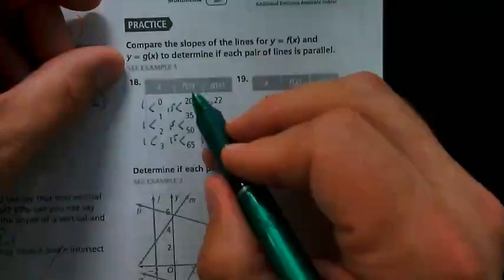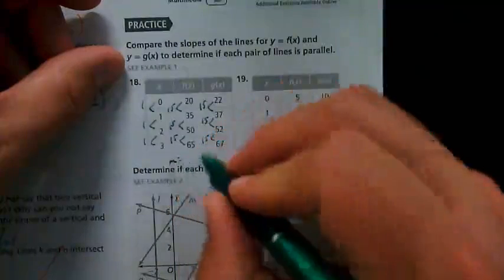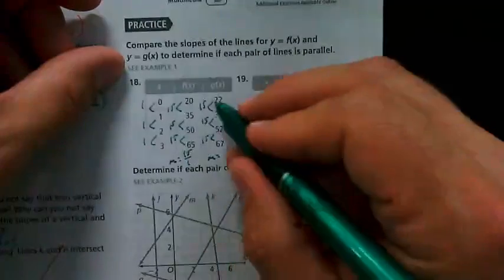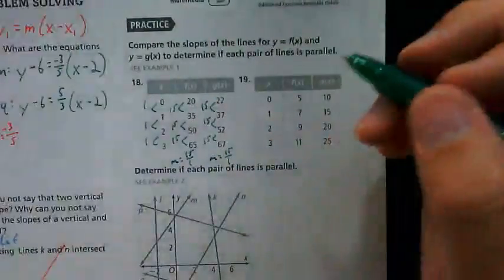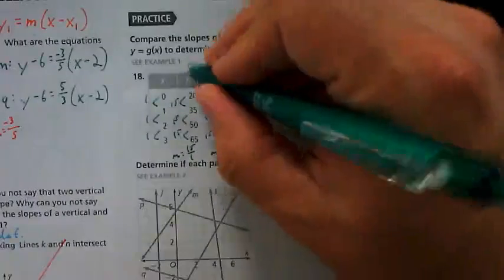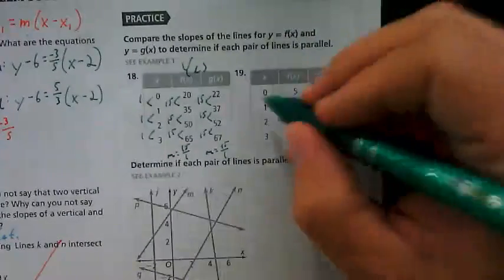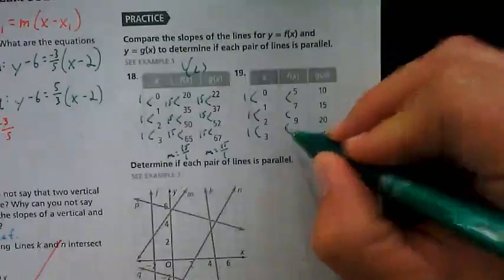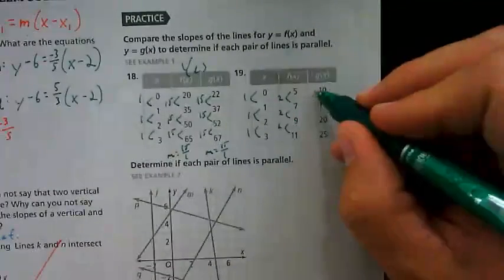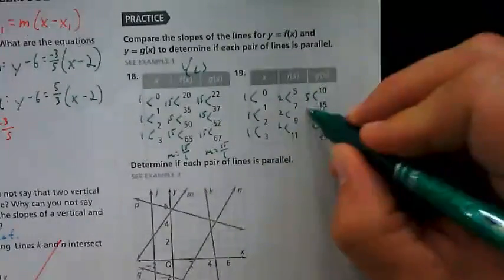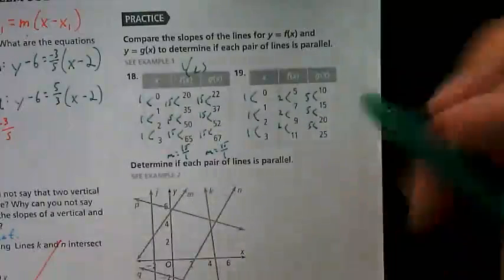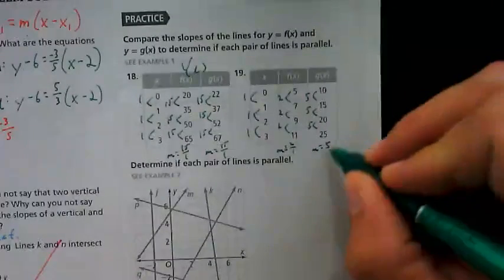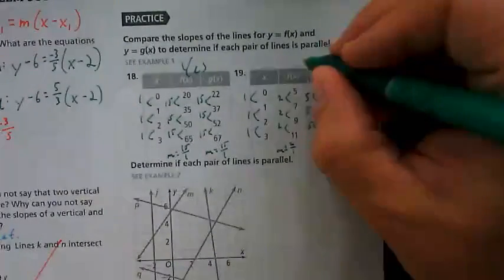So for f of x, our slope is 15 over 1. For g of x is 15 over 1. Are these two parallel? Yes. On the other one, the change here, again, 1 each time. The change here is 2. The change here is 5. Well, that means that this slope is 2 over 1. This one is 5 over 1. Are they parallel? No.